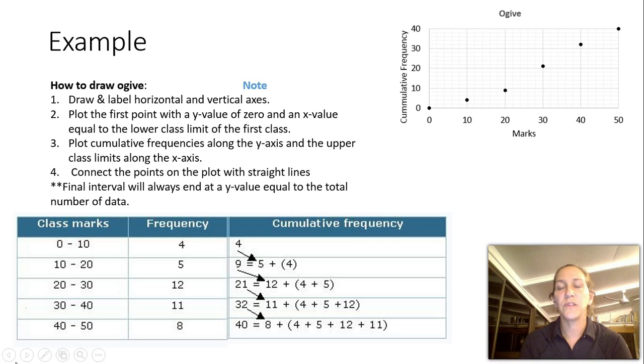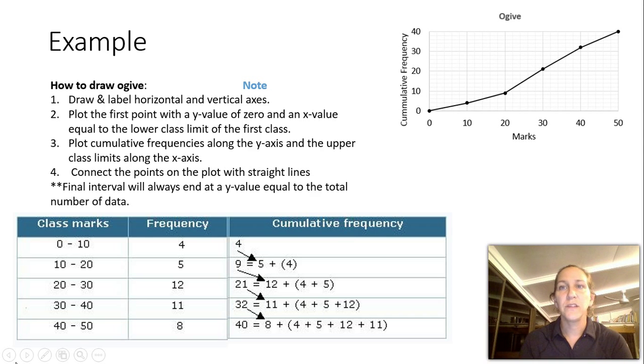I've gone and drawn those up there. There are our data points. And our next step is just to connect the dots with straight lines. So there you go, this is our Ogive curve all finished up. You can see the extra point that I've put.